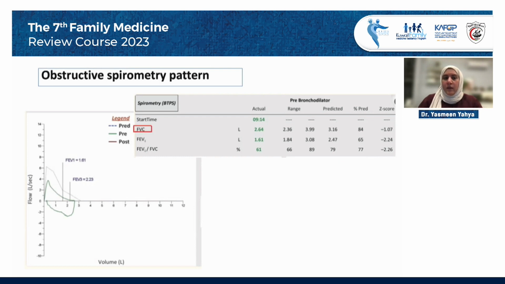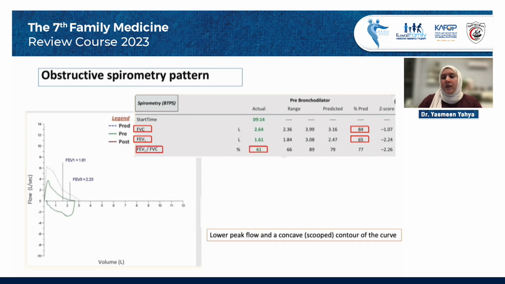So for FVC, you can see it's normal, 84% of predicted. FEV1 is less than normal, 65%, and we said that we want it to be above 80%. And the ratio is 61%. So this is an obstructive pattern. And you can see that the flow volume loop has a bit of a concave, scooped contour of the curve.